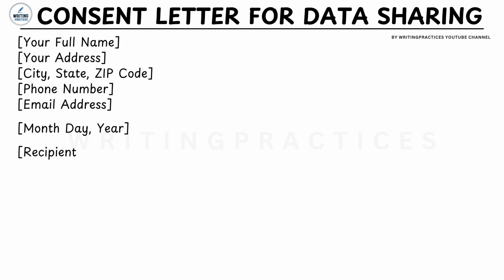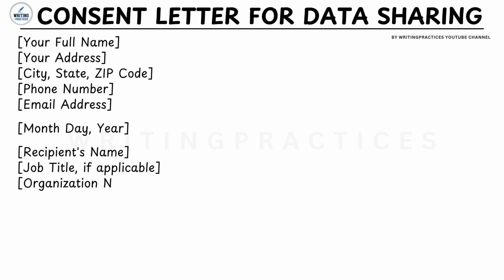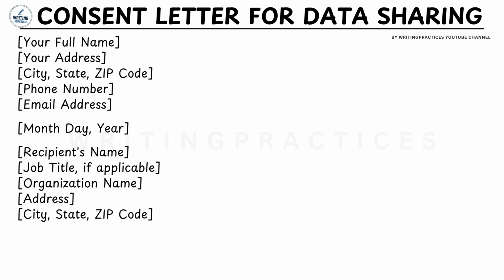Recipient information. Next, write the information of the organization or individual receiving the consent letter. For example, Jennifer Adams, Records Administrator, Northwest University, 1250 College Avenue, Seattle, Washington, 98101. This section identifies the party authorized to act on the consent request. Properly identifying the recipient helps ensure that the authorization is directed to the correct organization or department.